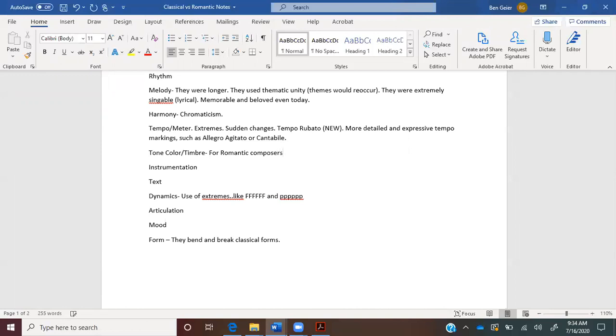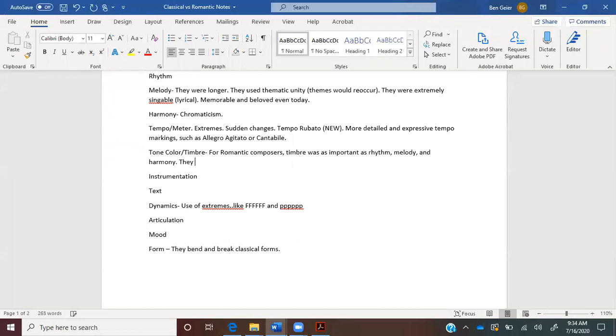For romantic composers, timbre was as important as rhythm, melody, and harmony. They very carefully chose the instruments for their unique colors.